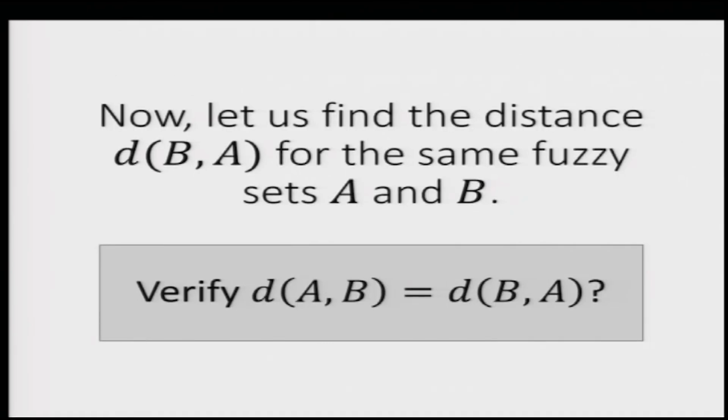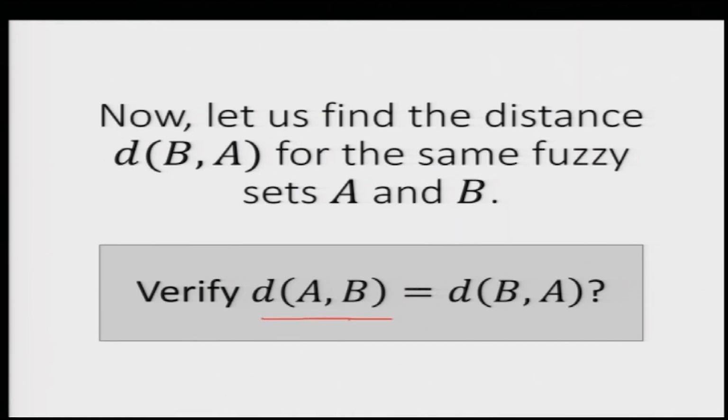Now, let us find the distance between B and A, and this way we will try to verify whether the distance between two fuzzy sets A and B is equal to the distance between B and A. This is a very interesting example which will show us that, whether we find the distance between A and B or B and A, where A and B are two fuzzy sets, these two are always equal. So, let us verify this.